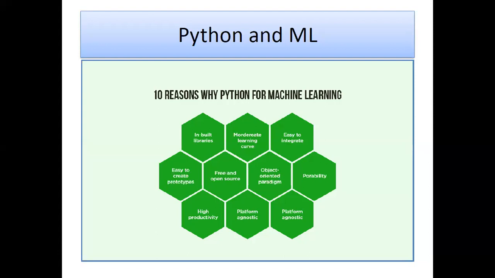So, inbuilt libraries, we'll be using a couple of libraries today. Then a moderate learning curve, it will be very fast for the models to learn from the data. Easy to integrate, taking data from one model and handing it to another. Easy to create a prototype, which we'll be doing today, some small prototype, because we are not doing industry-level machine learning. Free and open source, anyone can download and start using Python. Object-oriented paradigm, which you already know, as C++, Java, and Python belong to it. Probability, this is the language which tells about probability.